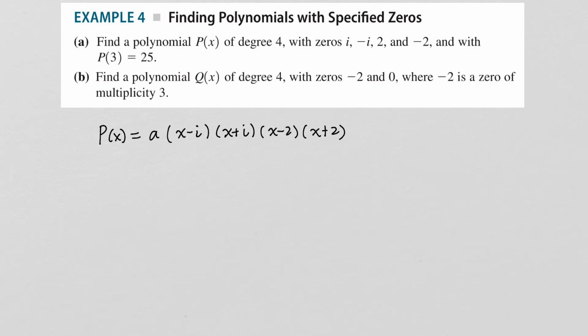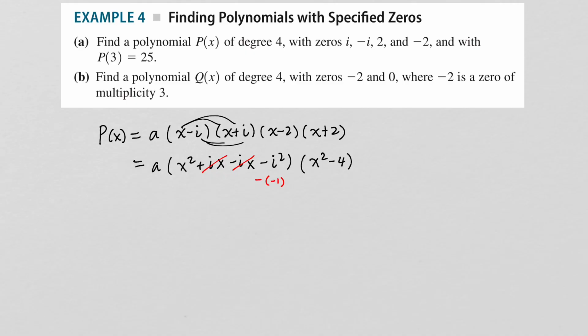So now we're going to multiply this out. First of all, we have a times x minus i times x plus i, which is x squared plus ix minus ix minus i squared. And x minus 2 times x plus 2 is x squared minus 4. Simplifying, we can see that ix and negative ix cancel. And also, negative i squared is negative 1, which is positive 1. So this becomes a times x squared plus 1 times x squared minus 4.